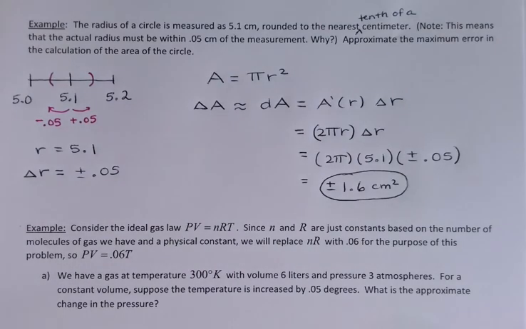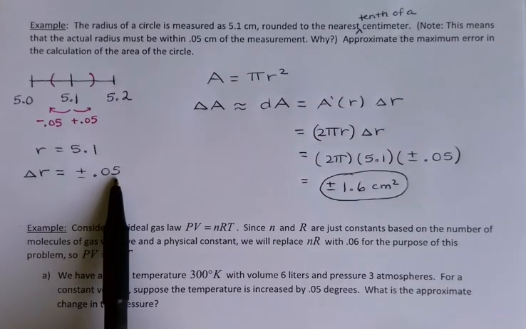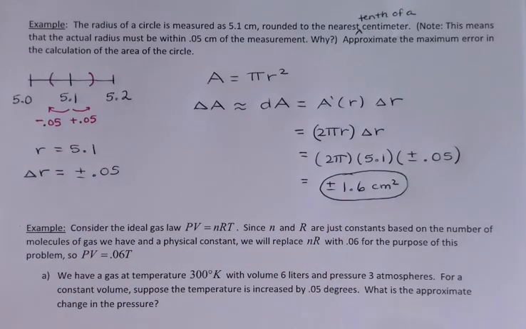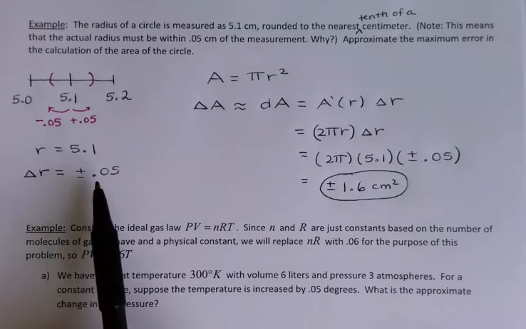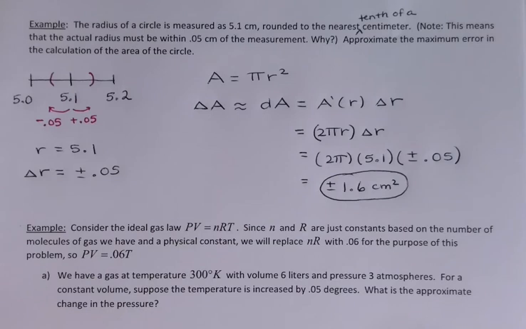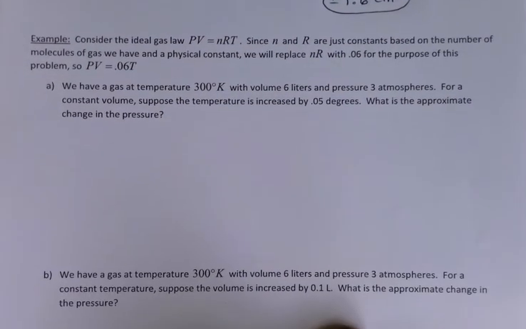And notice what this says. With a possible error in measurement of 5/100ths, my area calculation could be off by as much as about 1.5 square centimeters. So just a really good illustration that small errors in measurement can create relatively large errors in the calculations that we use them for.